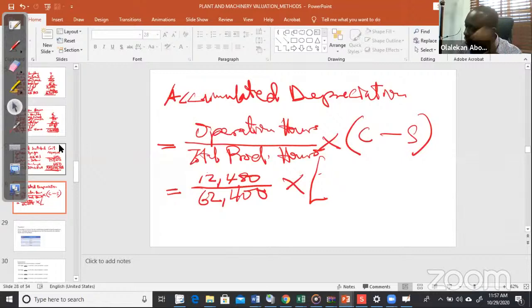The salvage value is 10% of 337,500,000, so let's write it in full. So this is 337,500,000 minus 33,750,000.